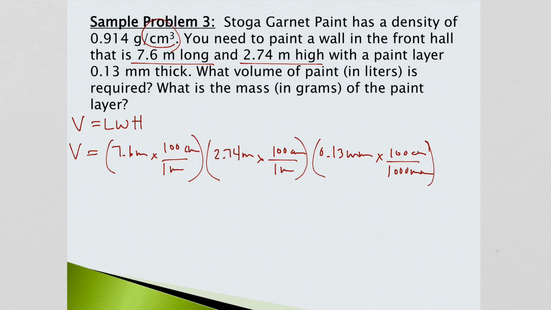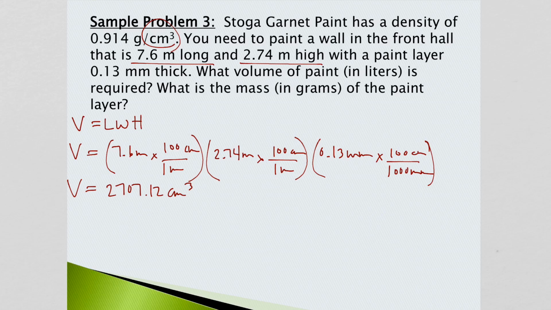So now I can do this complete conversion and solve for volume all as one big step in the calculator. 7.6 times 100 times 2.74 times 100 times 0.13 times 100 divided by 1,000. And my final volume is going to be 2,707.12 centimeters cubed. Now I'm not going to box that because that's not my final answer, since I haven't rounded it off to the appropriate number of significant figures. I did write it down that way to show you what the numbers should look like when you see what you have on your calculator.